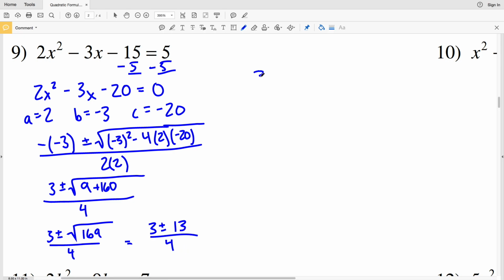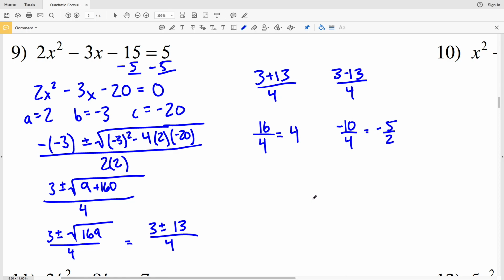So our two solutions are 3 plus 13 divided by 4, and 3 minus 13 divided by 4. 3 plus 13 is 16 over 4. 3 minus 13 is negative 10 over 4. 16 divided by 4, 4 goes into 16 evenly 4 times, and we can simplify negative 10 fourths as negative 5 halves, since both are divisible by 2. So my solutions in number 9 are 4 and negative 5 halves.